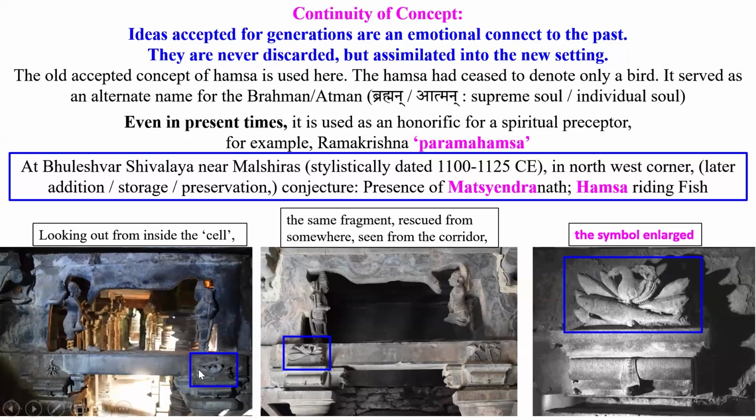Next to the image of this guru-like person, you have these symbols, and I have enlarged one of these, and you can see there is a Hamsa here who is riding on a fish. Now, fish is the cognizance of Matsyendranath. So it is possible that this connects to some legend about Matsyendranath. There are many legends, but this is one of them. So I'm just stressing that the idea of Hamsa carries on still.